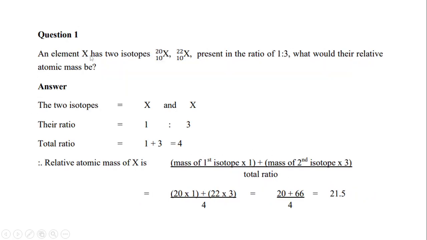An element X has 2 isotopes present in the ratio of 1:3. What would their relative atomic mass be? How do we determine it? We have the two isotopes here. Their ratio has been stated here, 1:3.